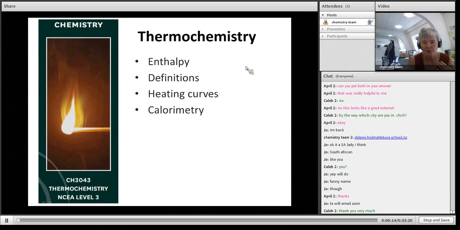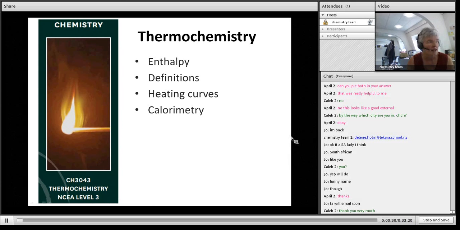Okay, so thermochemistry, you're looking at enthalpy, which is heat. We need to look at the definitions because you need them for Hess's law, which is discussed in the next lesson. And then you do heating curves and calorimetry, and we'll look at all of those.